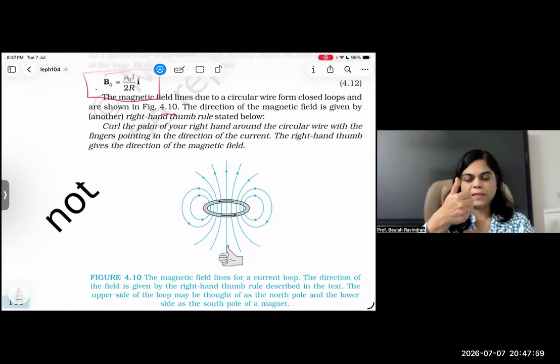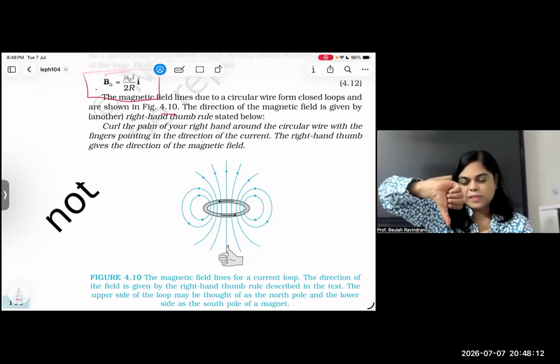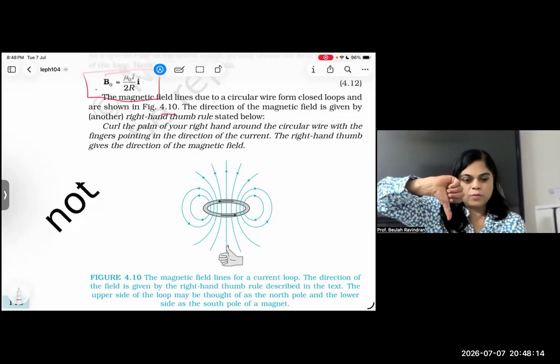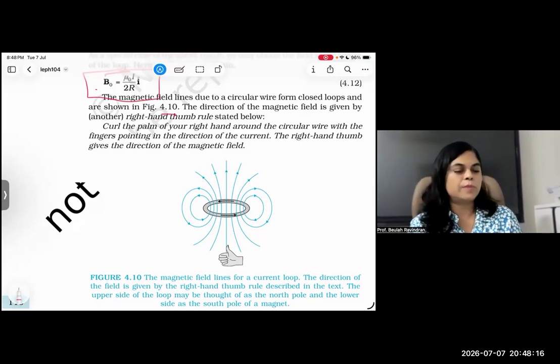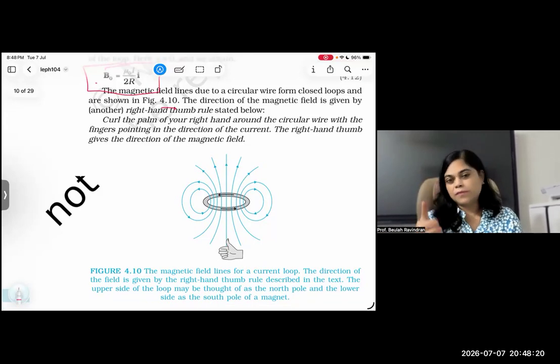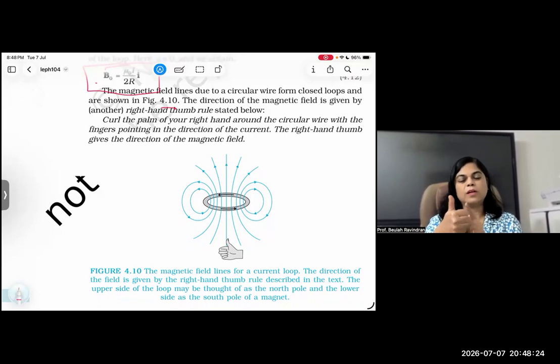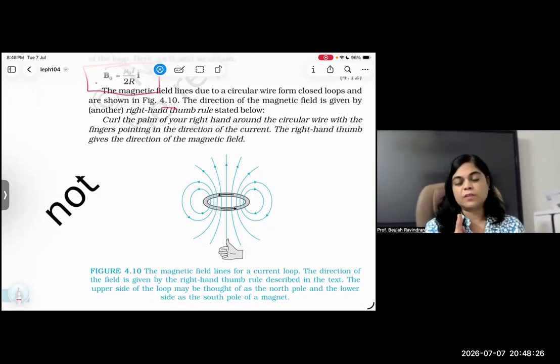If the curl of the finger is like this, if the current is flowing anti-clockwise, then the magnetic field will be flowing upwards. If the current is in clockwise direction, the magnetic field will be flowing downwards. Like that, the direction switches. So for a loop, the curl of the finger represents the current loop where the current is passing through, and the thumb represents the magnetic field direction.